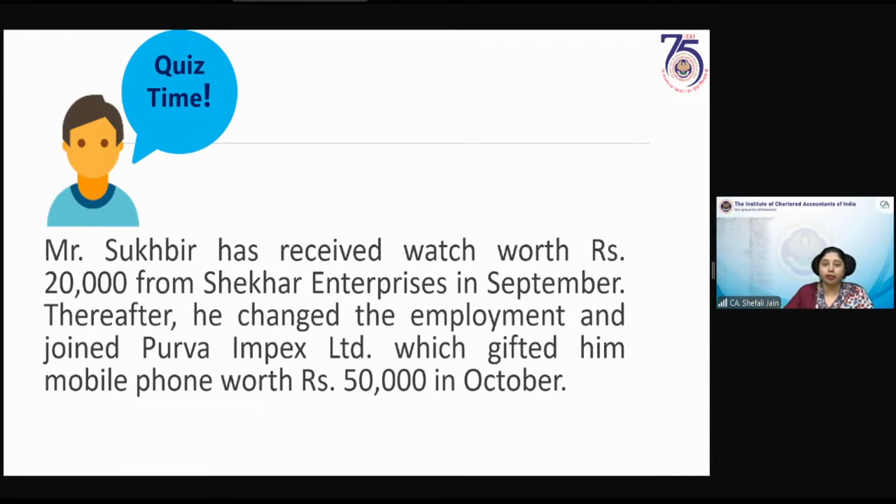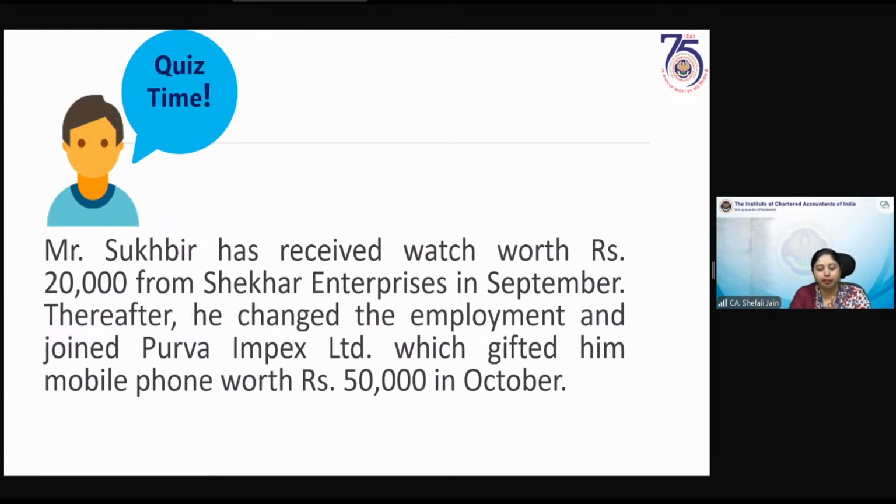Now, this is another query. Quickly answer it. This is also a very good point. Mr. Subbir has received a watch worth rupees 20,000 from Shekhar Enterprises in September. Thereafter, he changed the employment. He went to some other employer and then he joined Purva Impacts. Now, Purva Impacts gifted him a mobile phone worth rupees 50,000 in October. Okay. Now, what will be the supply? Whether these transactions will qualify as supply or not?